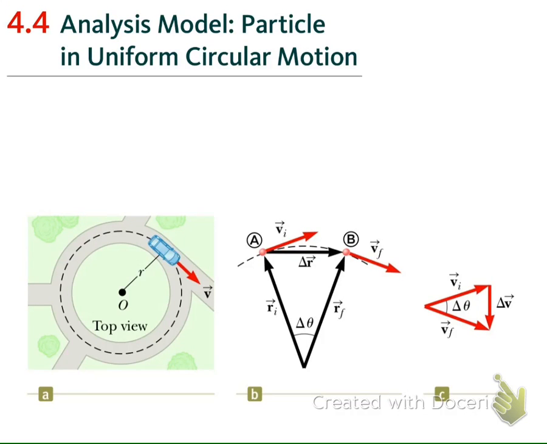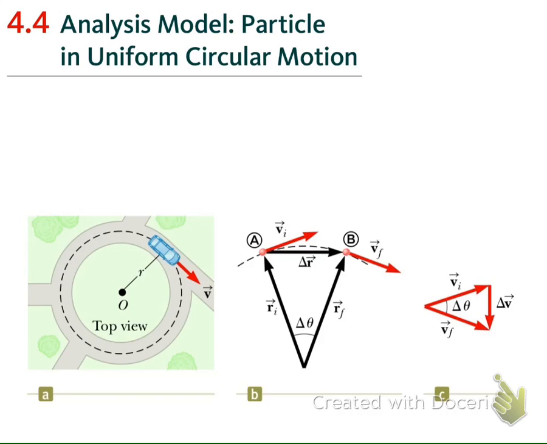The second situation that we are interested in this chapter is the uniform circular motion. By definition, a particle in a uniform circular motion moves in a circular path with a constant speed. For example, if we look at this car moving in a circular path like this, and if the speed of the car is a constant, we say that the car moves under a uniform circular motion.